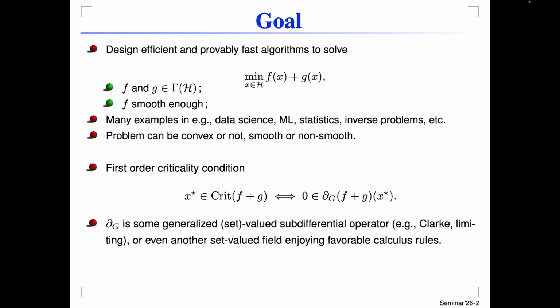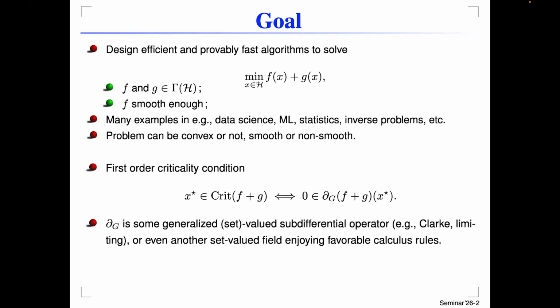And typically what we're going to do is transform this minimization problem into a first order optimality condition or criticality condition, because we don't have convexity here. So typically we're going to say that x star is the solution, meaning it is a critical point of the sum of these two functions if it is a zero of some generalized derivative. And this can be a set-valued mapping. So zero belongs to this guy.